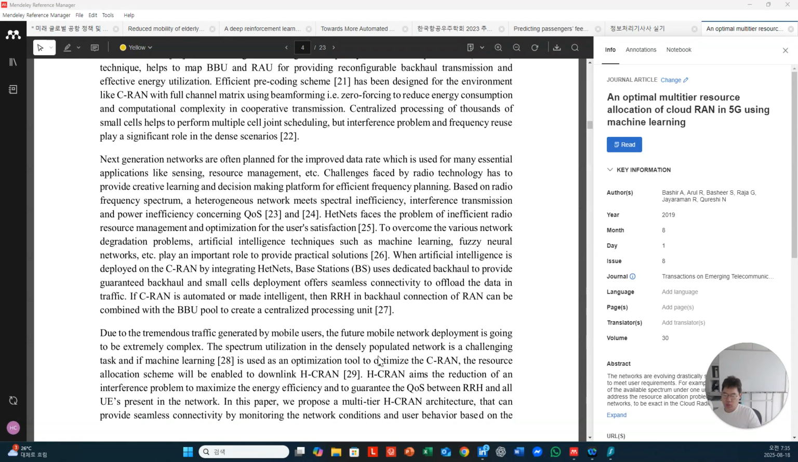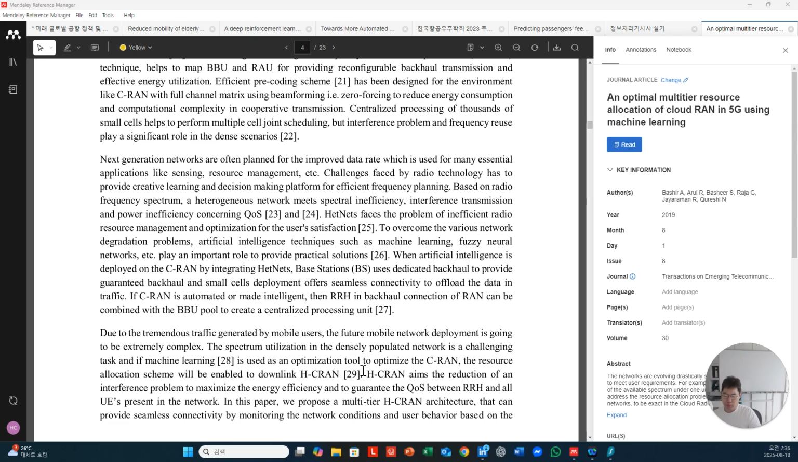Due to the tremendous traffic generated by mobile users, the future mobile network deployment is going to be extremely complex. Spectrum utilization in densely operated networks is a challenging task, and if machine learning is used as an optimization tool to optimize the resource allocation, the scheme will be enabled for downlink HCLAN. HCLAN aims at the reduction of the interference problem to maximize the energy efficiency and to guarantee the QoS between RRH and all users present in the network.